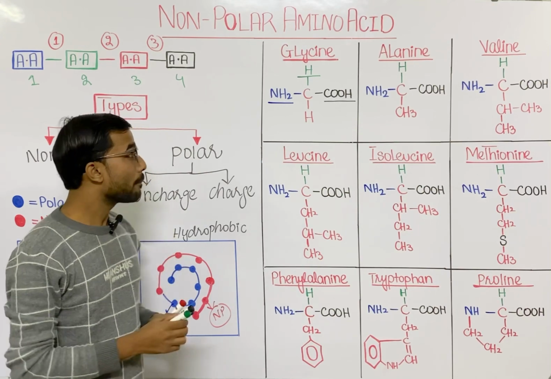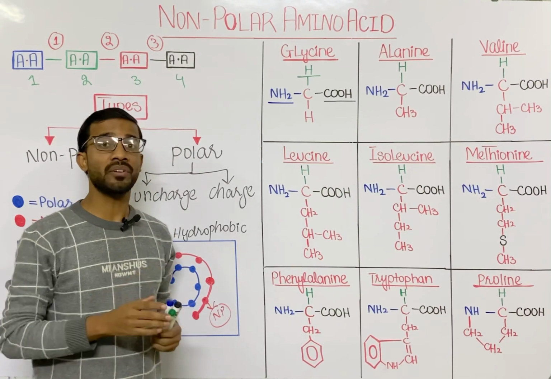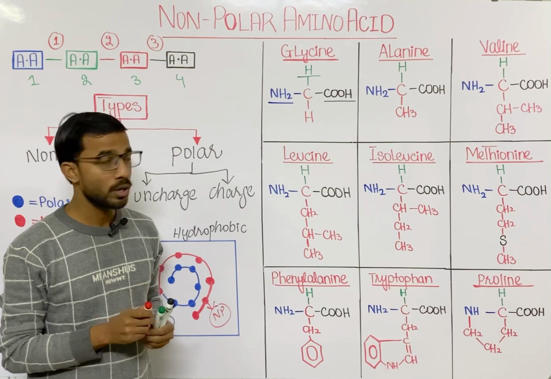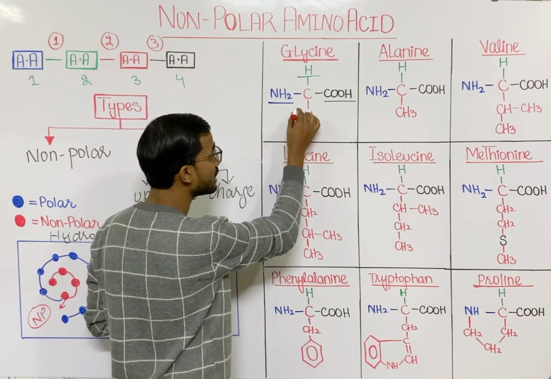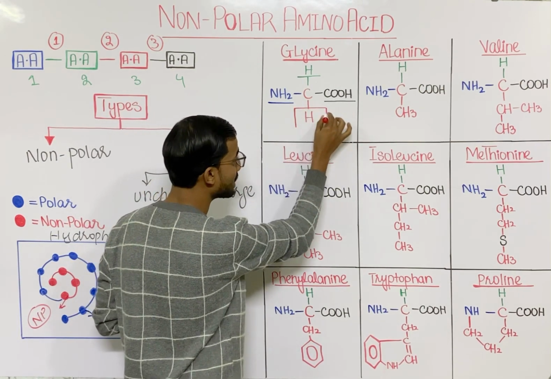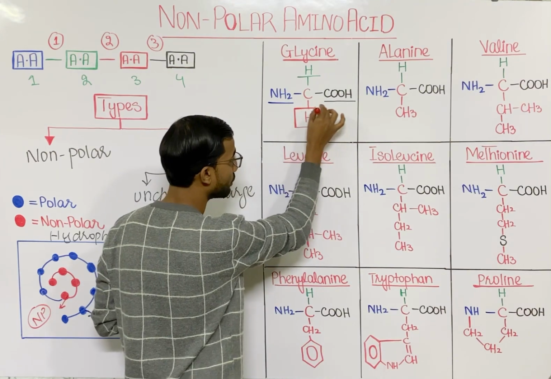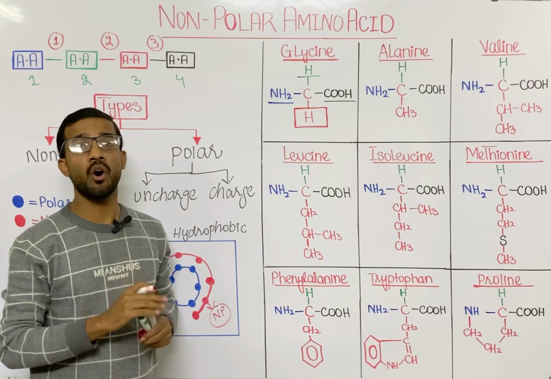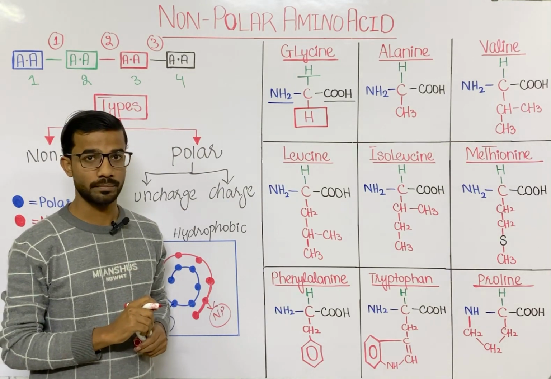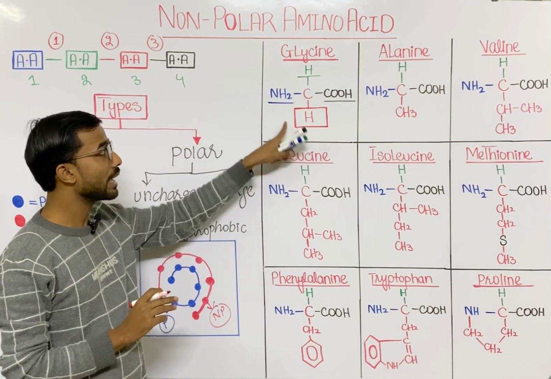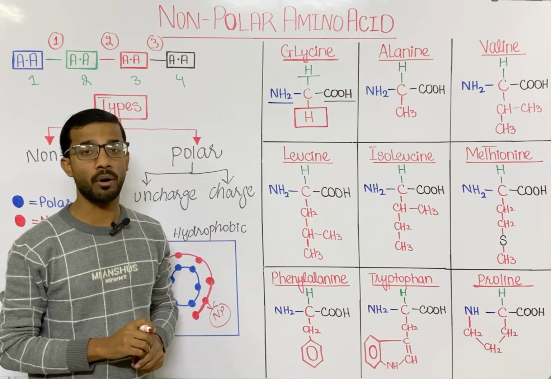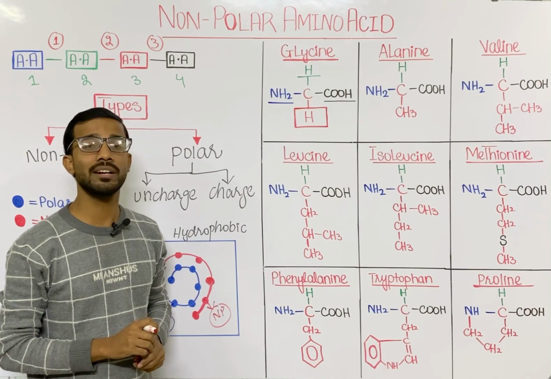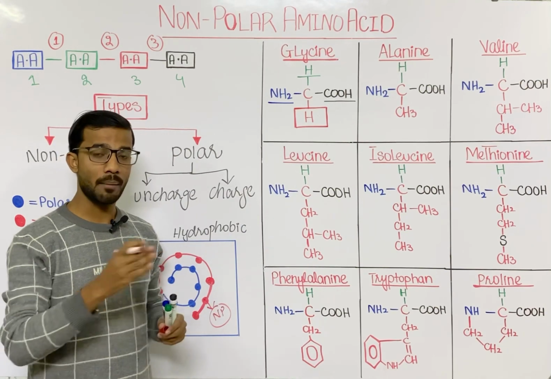Okay, but the group that is different in all will be the R group. In the case of glycine, you will see the presence of hydrogen at the side chain, and hydrogen is non-polar in nature. That's why glycine is a non-polar amino acid. It will not interact with the other amino acids.